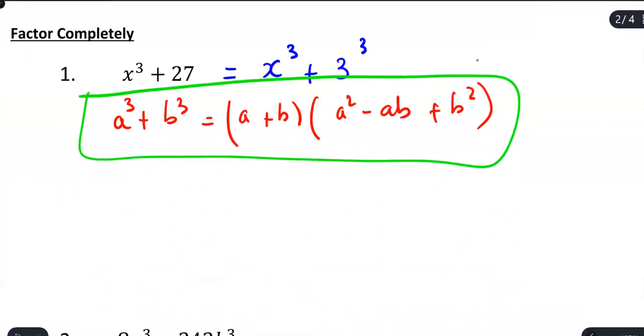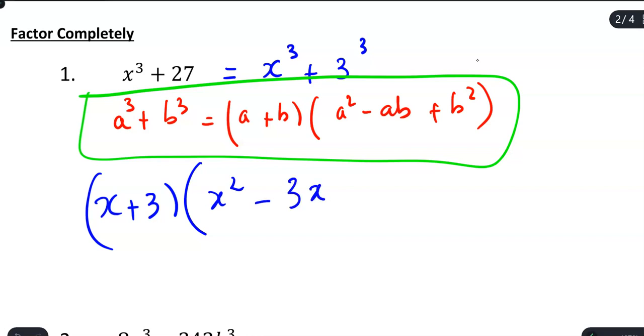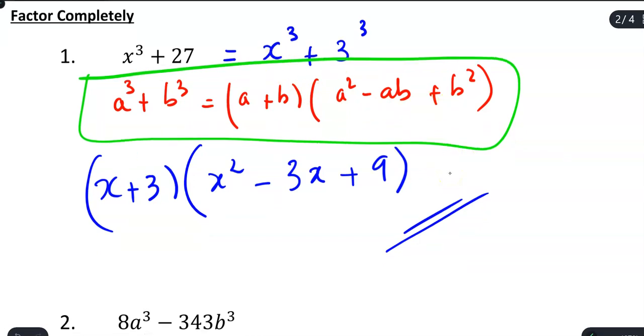So then I should factor it as (x + 3). a² should be x², minus 3x, plus 9. Okay? So then it will be x², minus ab is minus 3 times x, plus 3 squared is 9.